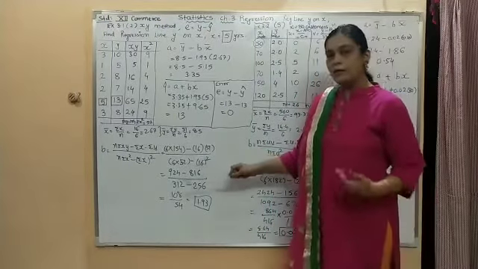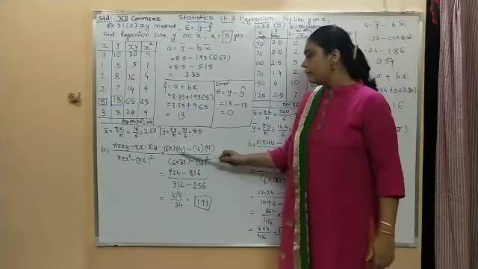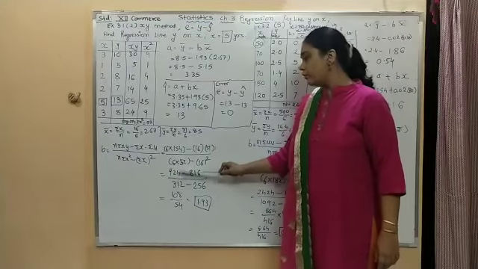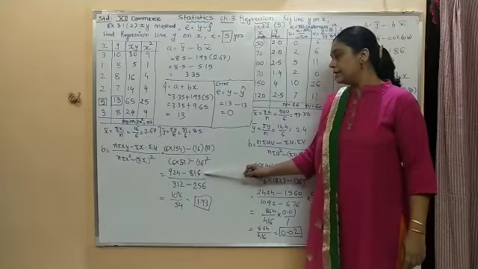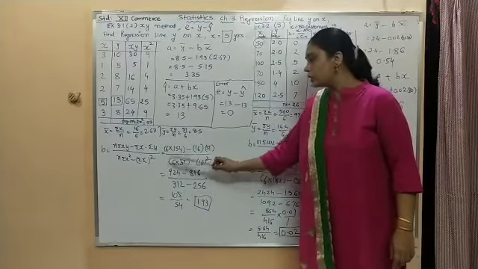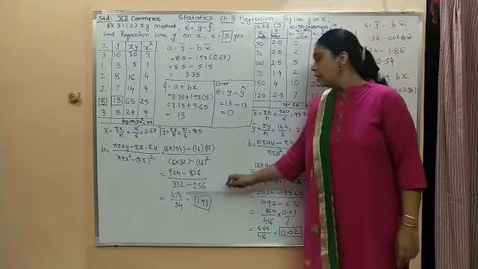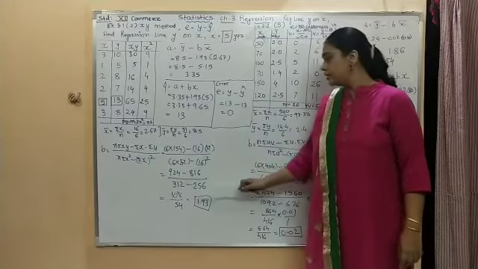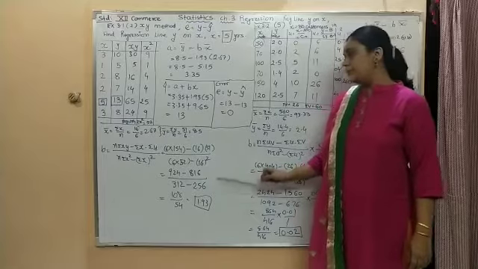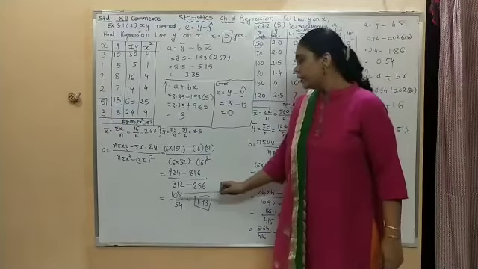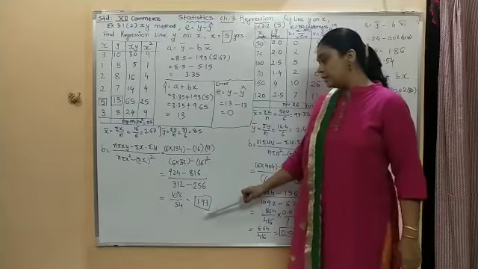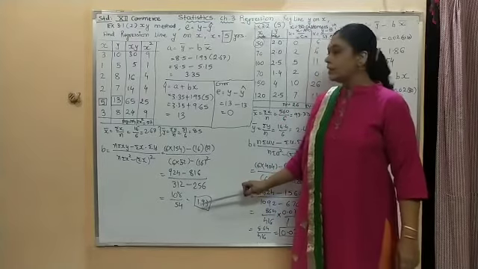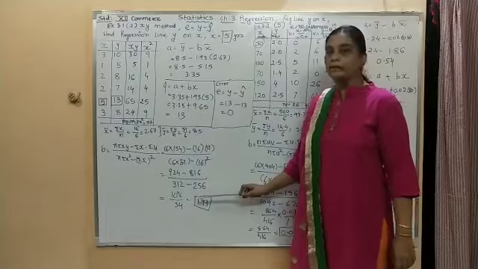Now by solving this, 154 into 6, 924 minus 16 into 51, that is 816, upon 52 into 6, 312 minus 16 square, means 256. When I sort it out, I'll get the answer 108 upon 56 and the final answer would be 1.93. This is the answer of B.